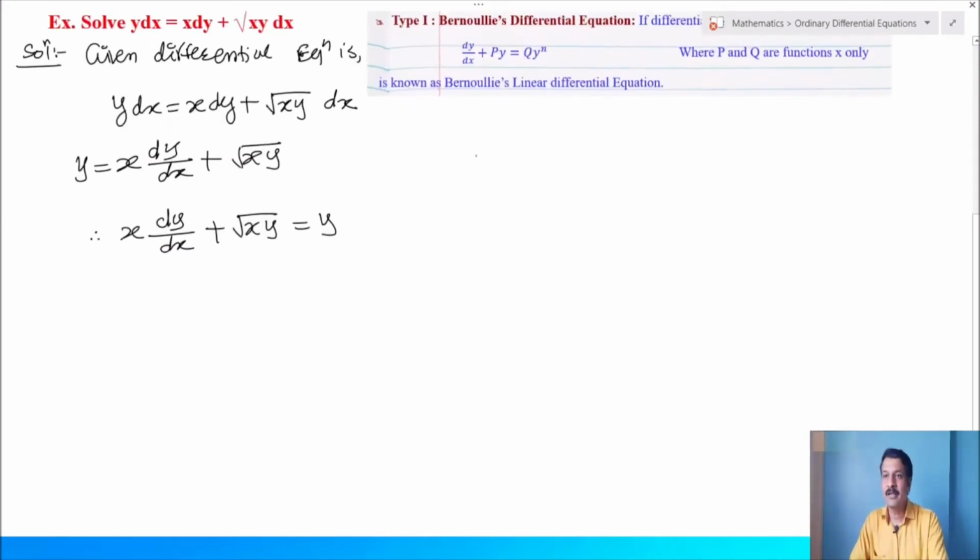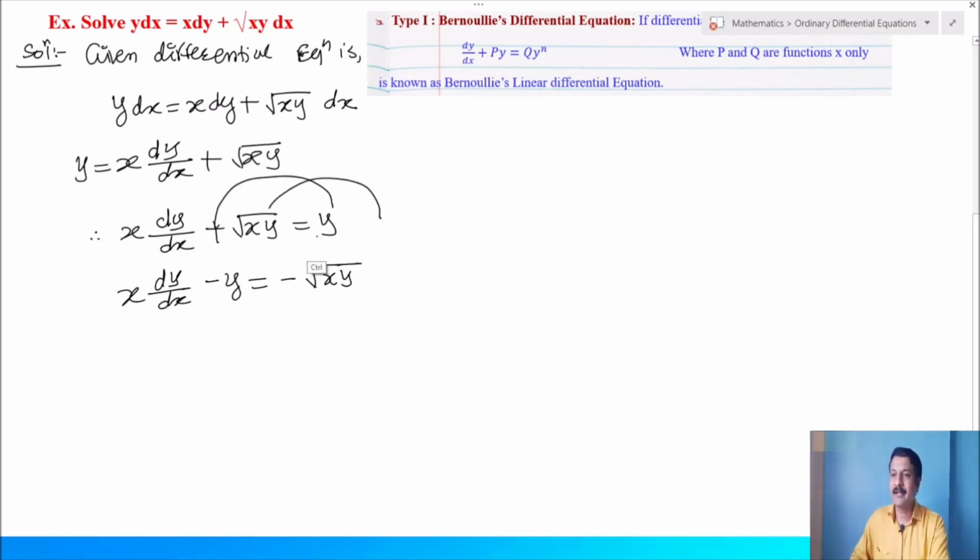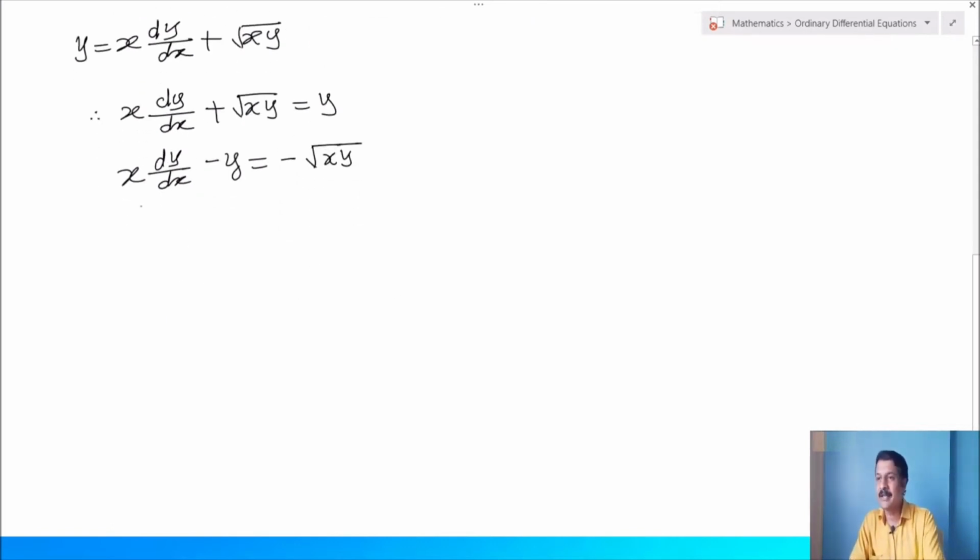Now I want here dy by dx, then p into y, meaning the y term I want second. So x dy by dx minus y equal to minus under root of xy. So this y I will take here, and this root xy I can consider on the right hand side. So now I will consider x dy by dx minus y equal to minus root x into root y. I can separate it, and now I want only dy by dx initially, so divide throughout by x.